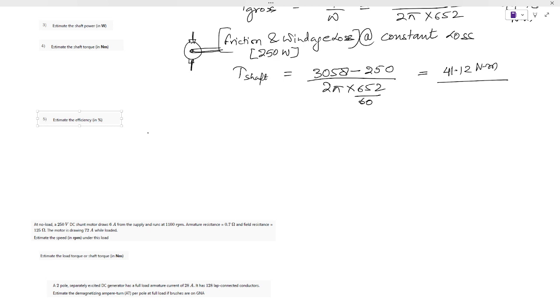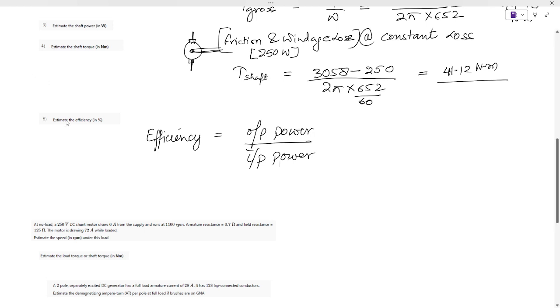Efficiency is output power by input power. Okay. Sir, it is coming 78%.